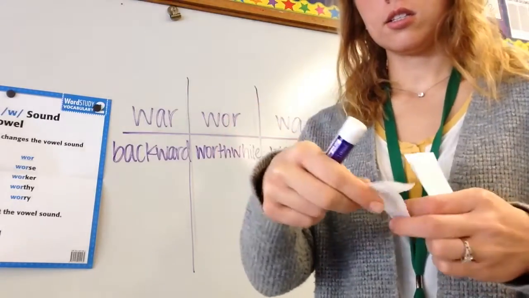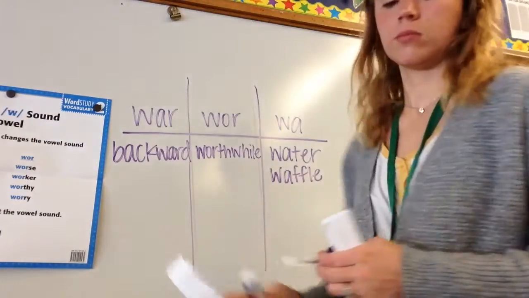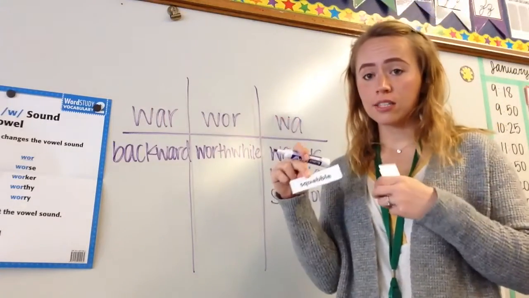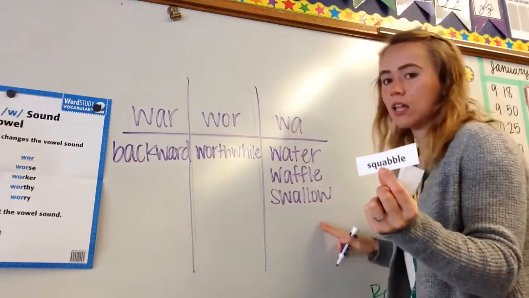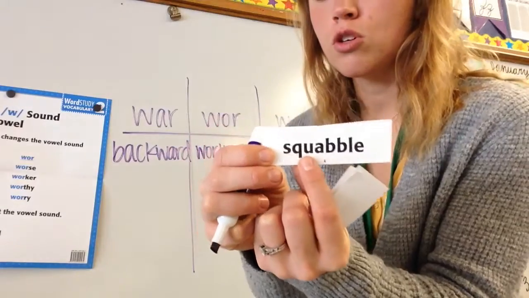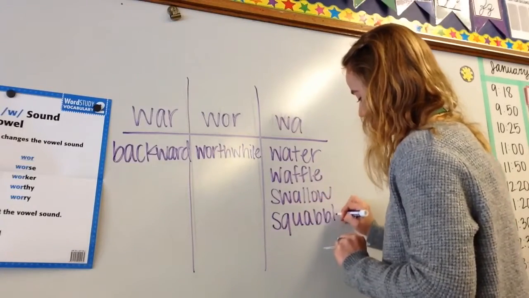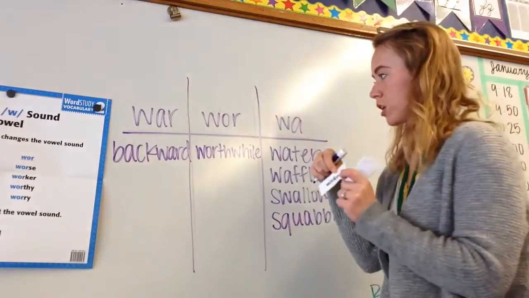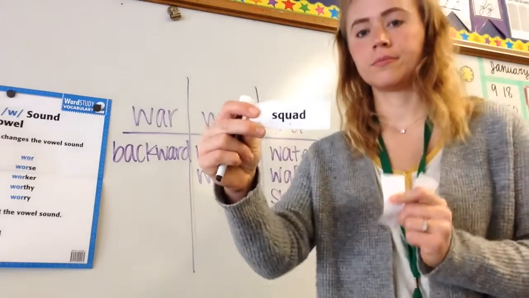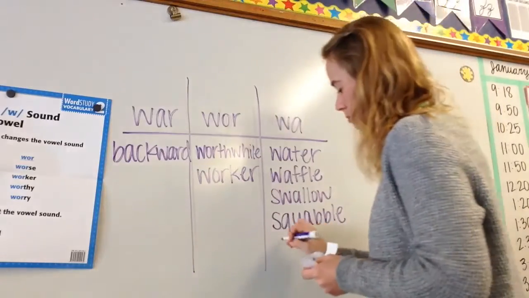My next word is swallow. I have a W-A here, so that's going to come over here. I hear wa. Now I have squabble. Now if you heard that, the wa sound, keep that in mind. It sounds just like swallow, that wa sound, so squabble and swallow. So right there you see a Q-U-A. There's no R. Q-U-A always goes with the W-A sound. We have the word worker. Worker would come over here. It has a W-O-R. Okay, now I have the word squad. Squad has a Q-U-A, no R, so that makes the wa sound. So that comes over here. We have a lot in this one.